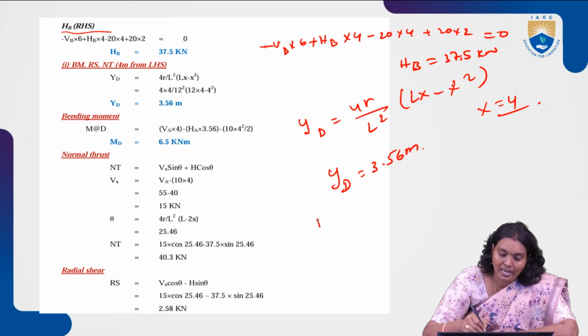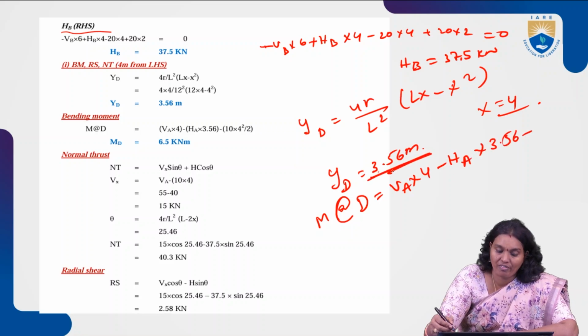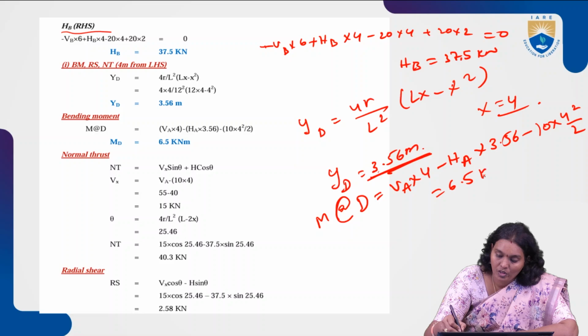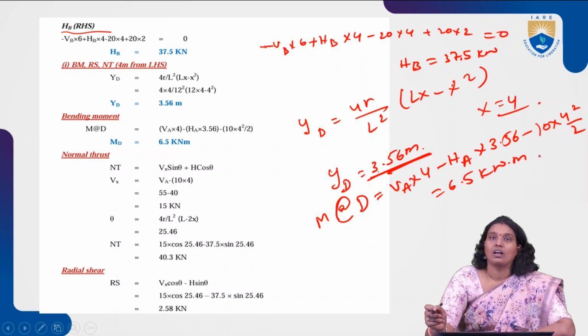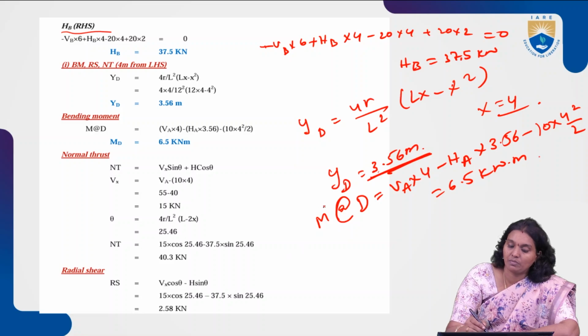That gives the bending moment at D. So the bending moment at D is equal to VA into 4 minus HA into 3.56, we know we are getting the height, that is 3.56, minus 10 into 4 square by 2, that is equal to 6.5 kilonewton meters. And according to this we are going to find the normal thrust; the bending moment at that particular point we have found.